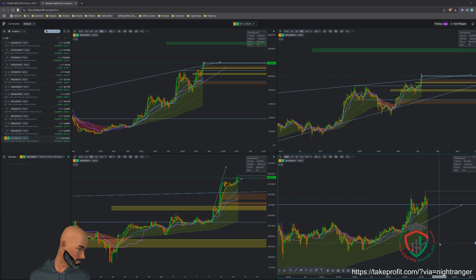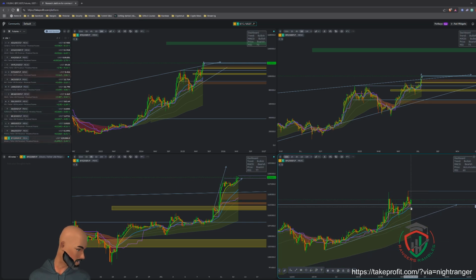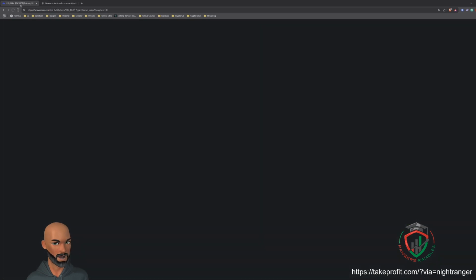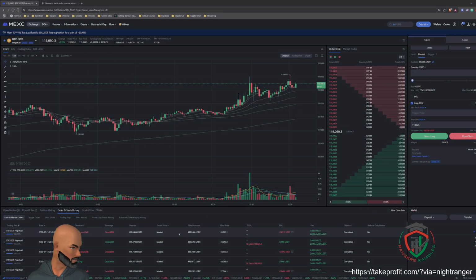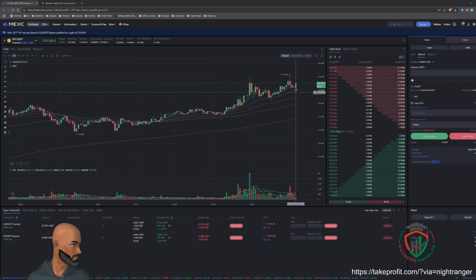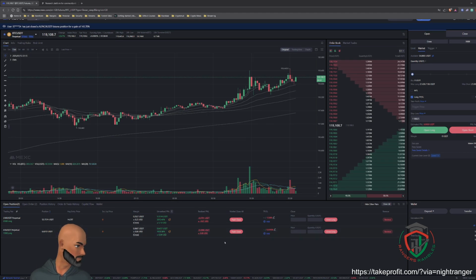Then yeah, on here, this is annoying. I had a long, and at 118,780, it took my stop loss out. Let's have a look. I lost 83 cents. Close long. What was the price? 118,821. So I got 821. It literally took my stop loss out by like $50 and then pumped back up.